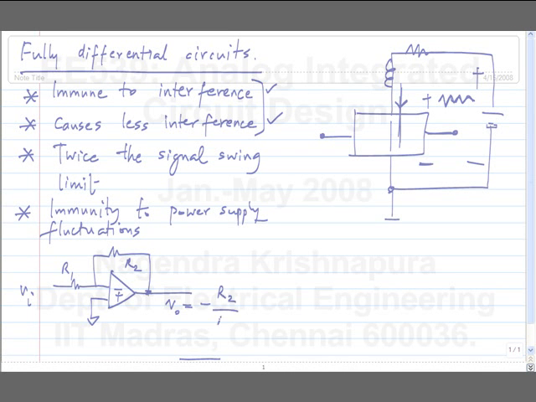Minus R2 by R1 times Vi. Now a fully differential op amp will have a differential output. Okay. Now here what did we do? We took the output signal, summed it with the input signal and fed it back to the input of the op amp. Now in case of the fully differential signal, both the input and output will be fully differential. Okay. So the input will be defined between certain 2 points and the output is defined between these 2 points.